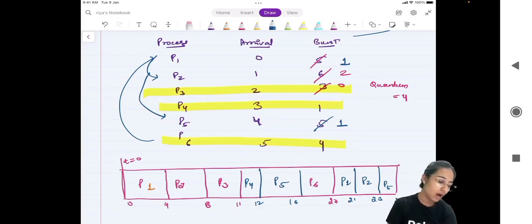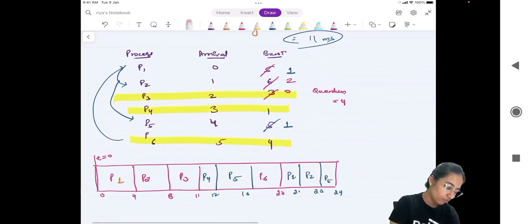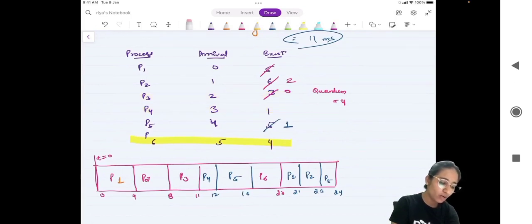Okay, so this is how you basically calculate for a difference of arrival time. It won't make a lot of difference because by the time you come for the next arrival, you're still going to move in the sequence.